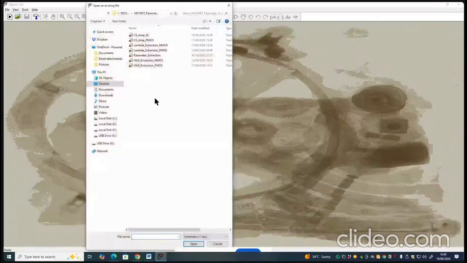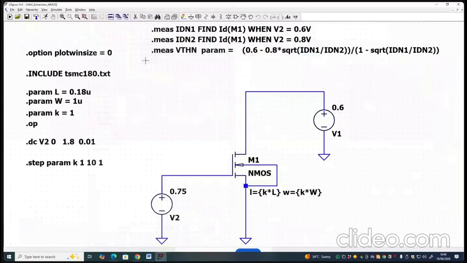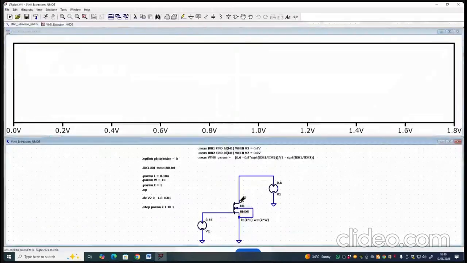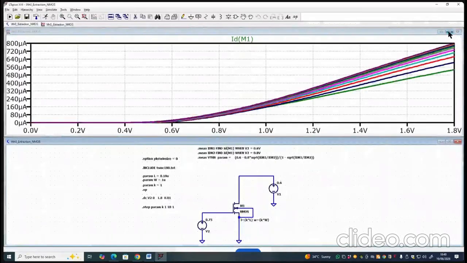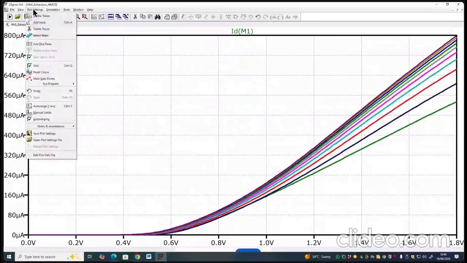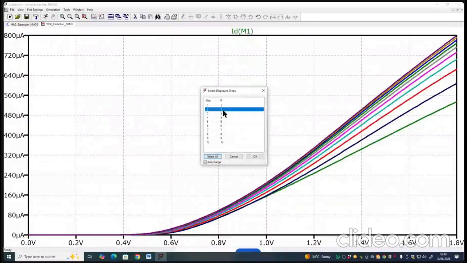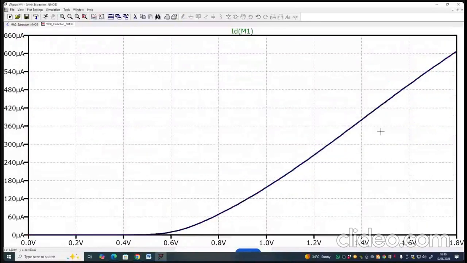Let me open this threshold voltage extraction and let me plot this, and let us do the analysis of a single plot. k is equal to 2. This is the ID versus VGS plot.